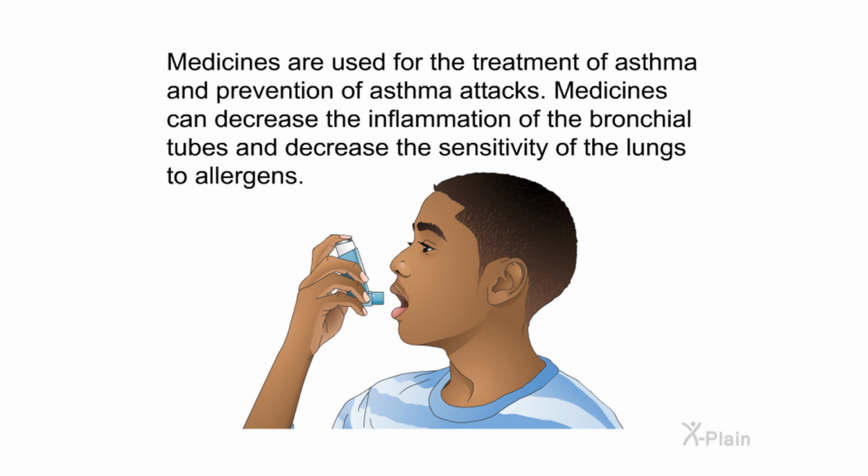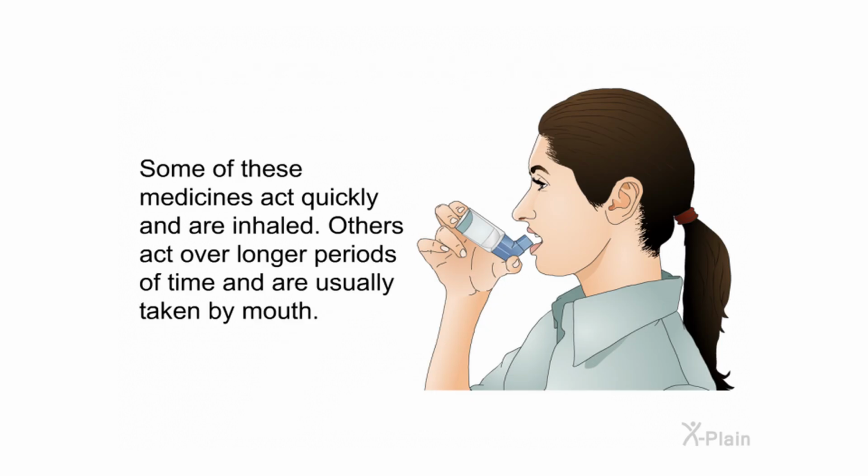Medicines are used for the treatment of asthma and prevention of asthma attacks. Medicines can decrease the inflammation of the bronchial tubes and decrease the sensitivity of the lungs to allergens. Some of these medicines act quickly and are inhaled. Others act over longer periods of time and are usually taken by mouth.